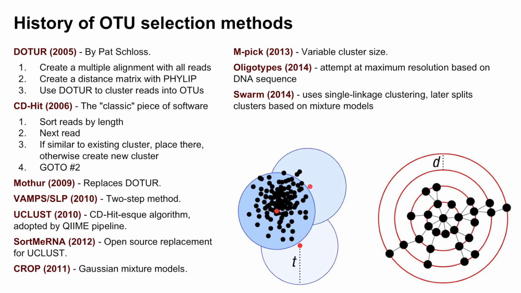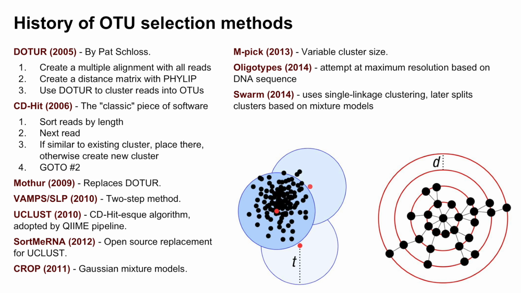People have worked on this problem up until now. VAMPS was the idea where they would do single linkage clustering first. They'd make clusters that were too big, and then look at those clusters to see whether we should split them up. As far as I remember, that came out of Mitch Sogin's lab. Then uclust was a very fast implementation of this greedy algorithm. QIIME started using that, and they wanted something open source, so they wrote SortMeRNA.